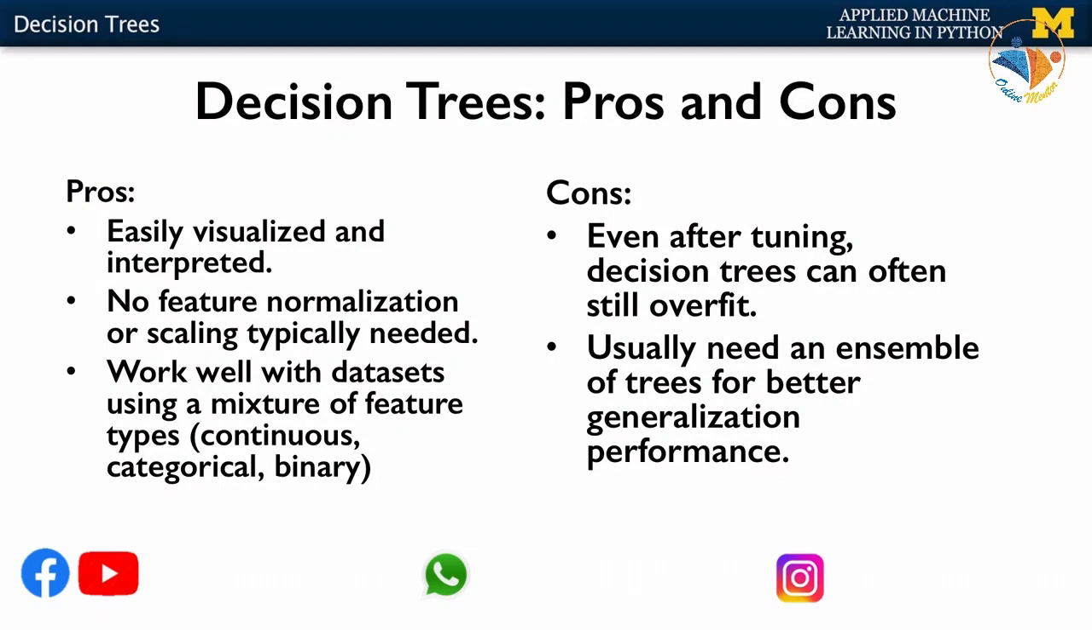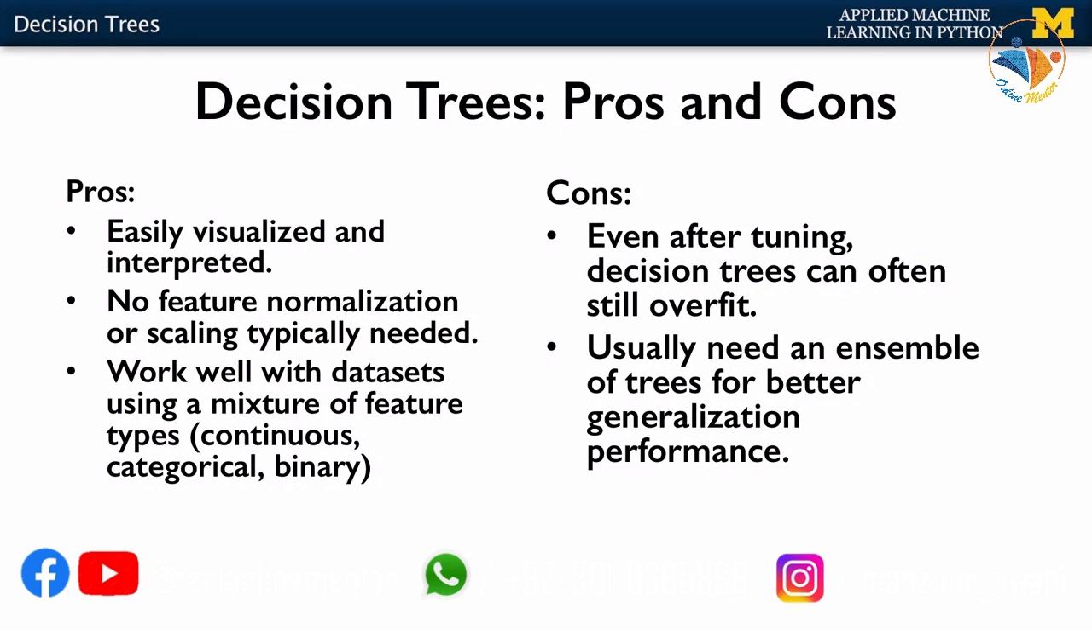Feature preprocessing or normalization is not needed. Since each feature is processed independently and the splitting of the data doesn't depend on the absolute scale of the feature, the decision algorithm can operate on the original training data pretty much as is. So decision trees tend to work well with datasets that have a mixture of feature types, binary, categorical, or continuous, and with features that are on very different scales.